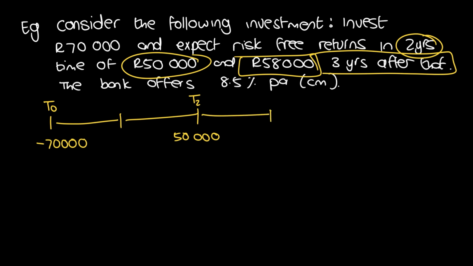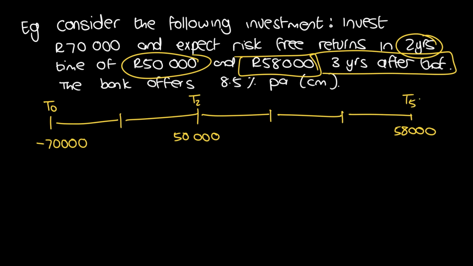So we have 1, 2, 3, T3, and we get 58,000 Rand back. Now, that's not T3, that is technically 2 plus 3, because remember, it's 3 years after 2 years. So in total, that is going to be T5. So let's just rub out all of this here and update it to T5.